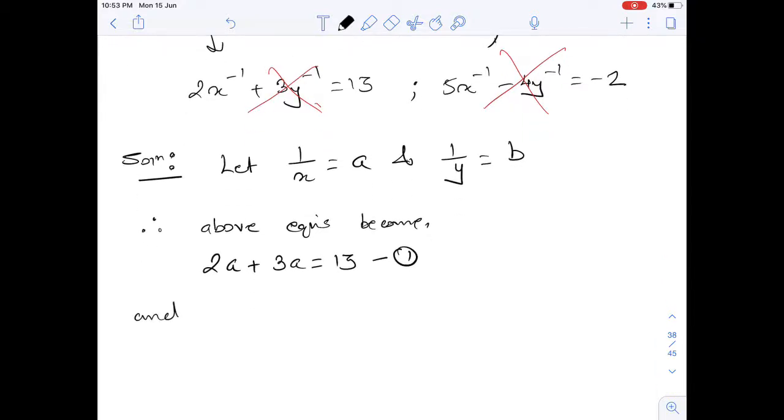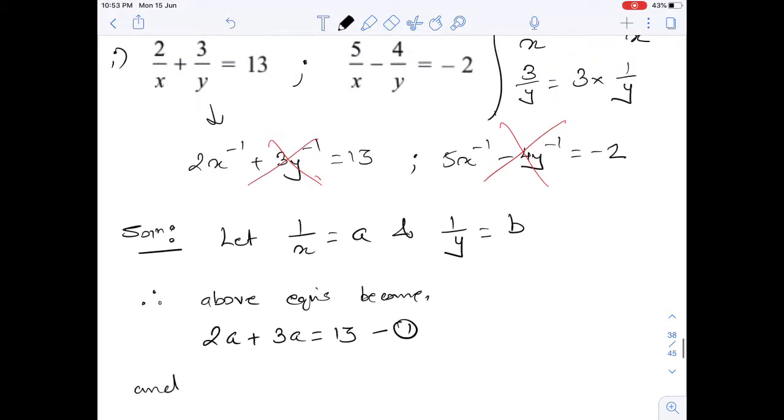Now what will be our second equation? It will be 5a minus 4b equals minus 2. Now this is our equation number 2.